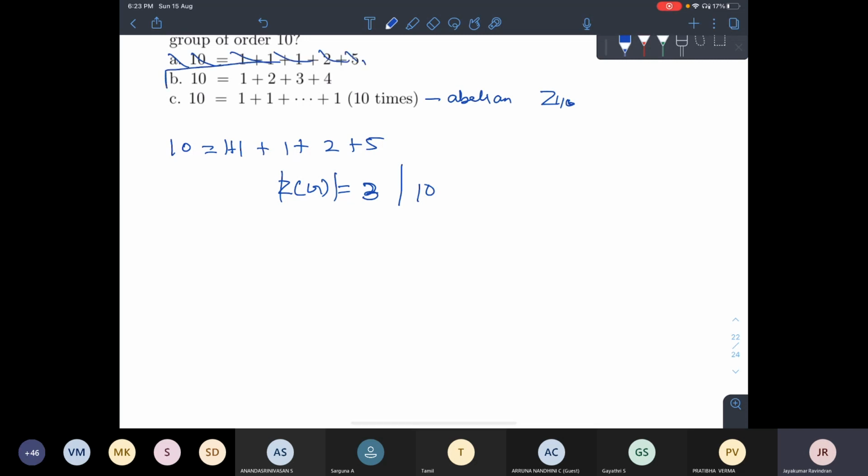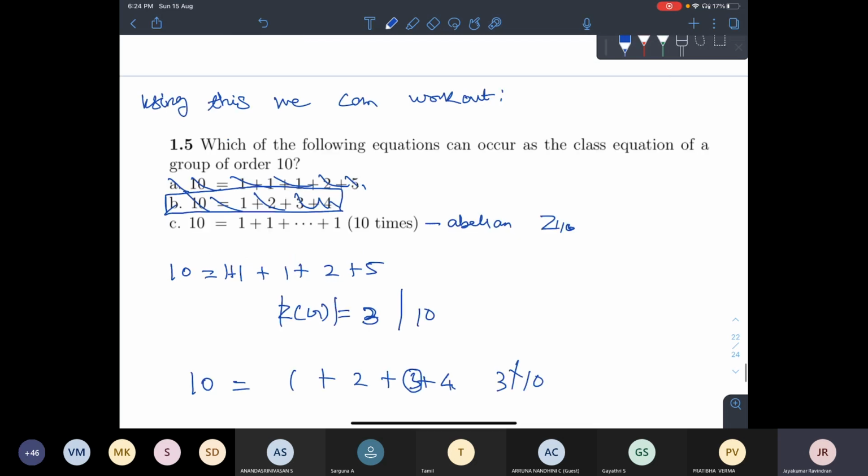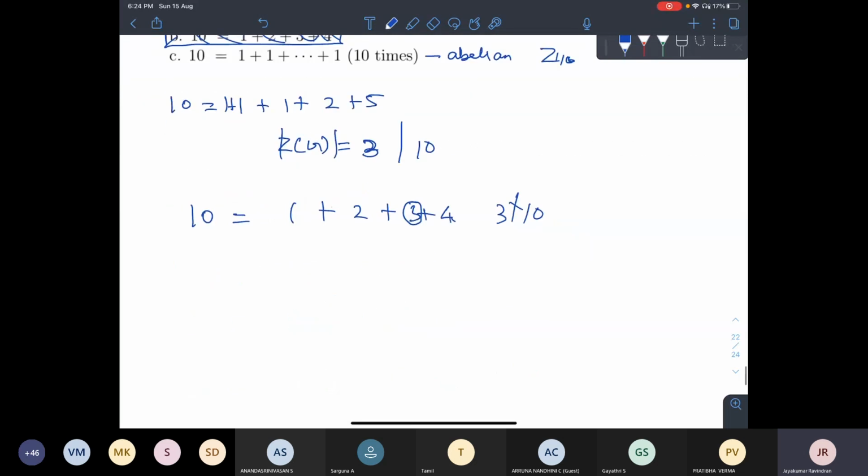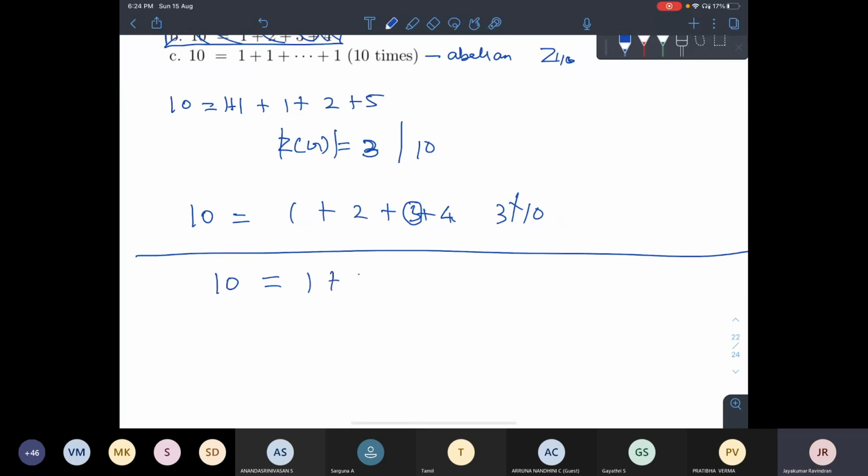So what about this? Let's see. 10 equals 1 plus 2 plus 3 plus 4. This 3 does not divide 10. That's it. This is also wrong. See, this is an NBHM question. We are just answering like that. There is no great trick. But there is one more question I will ask myself: 1 plus 1 plus 2 plus 2 plus 2.